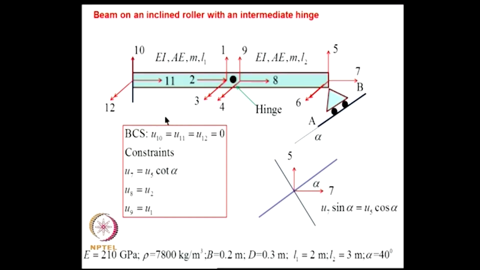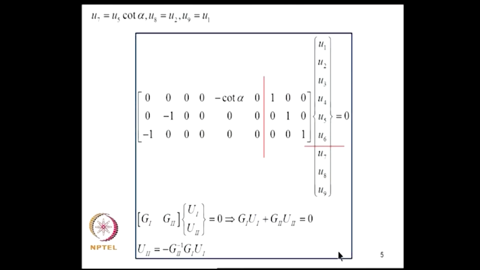So, now these equations will appear as a set of constraints that we need to explicitly handle. I am going to do a numerical example and the data for that is listed here. We will come to this as we go along. Now, the constraint equations U7 equal to U5 cot alpha, U8 equal to U2, U9 equal to U1 can be written in a matrix form as shown here.